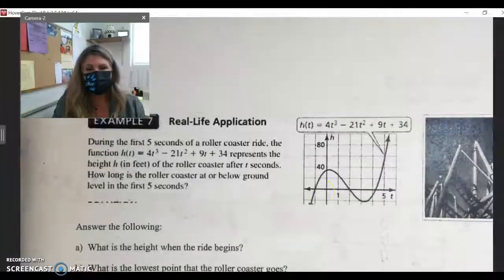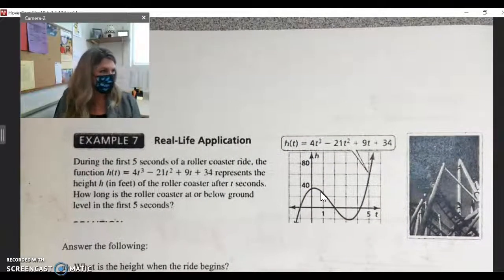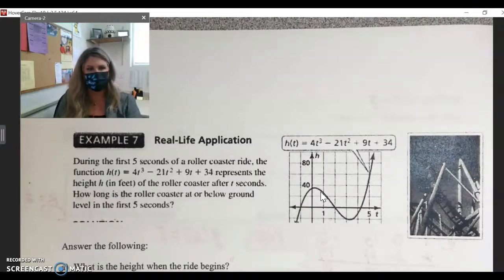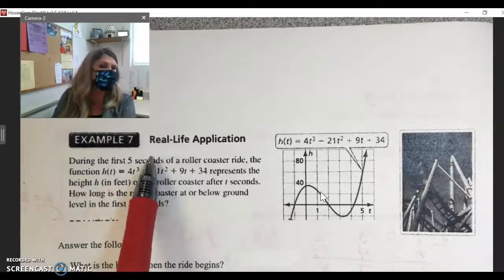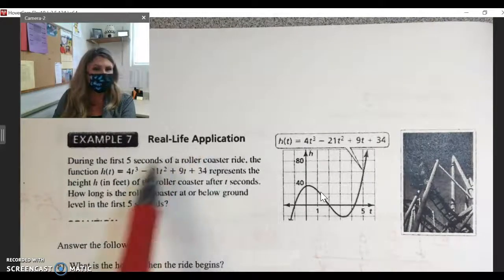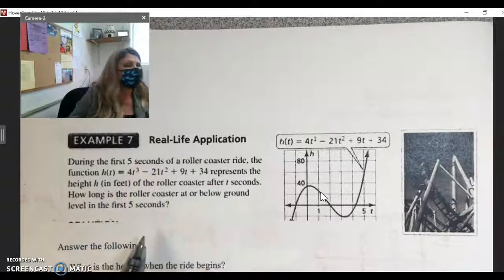Guys, I actually want to look at example 7 first. It's on that next page, this roller coaster problem. So this is just a real life application of how we use polynomials.